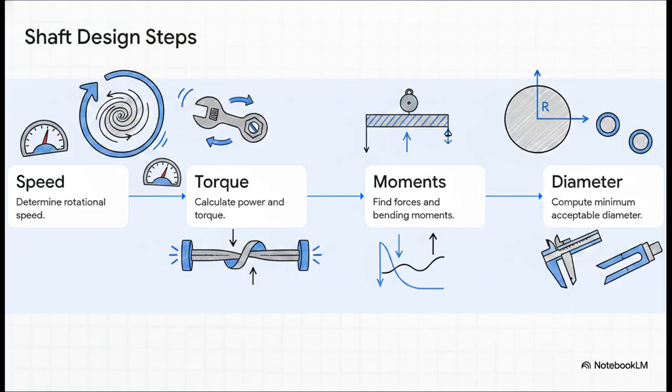If you look at textbook shaft design, it can definitely seem pretty overwhelming at first glance. So let's distill it down into 4 highly actionable steps for solving these numerical problems. Step 1, determine the rotational speed of the shaft. Step 2, calculate the power or the twisting torque being transmitted. Step 3, locate all the transverse forces acting on the shaft, things like the weight of the gears, and prepare your bending moment diagrams. And finally, Step 4, use the combined loading formulas we literally just learned to compute the minimum acceptable diameter at various points along that shaft.